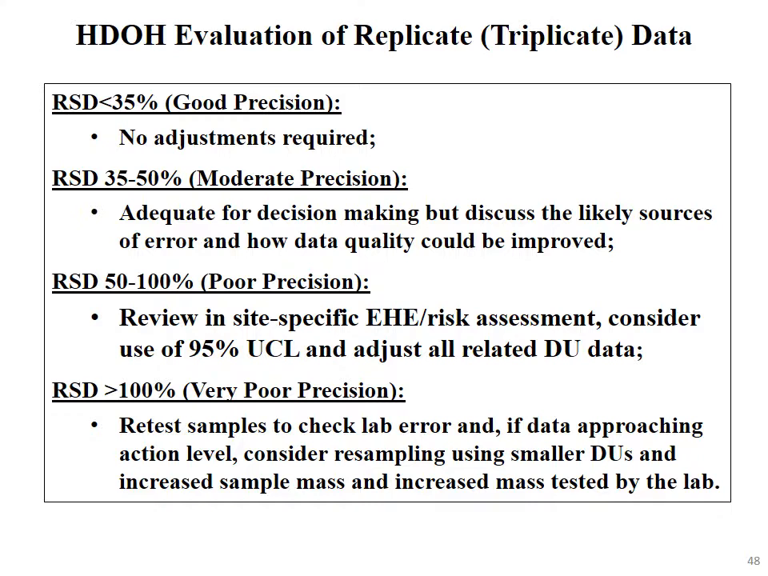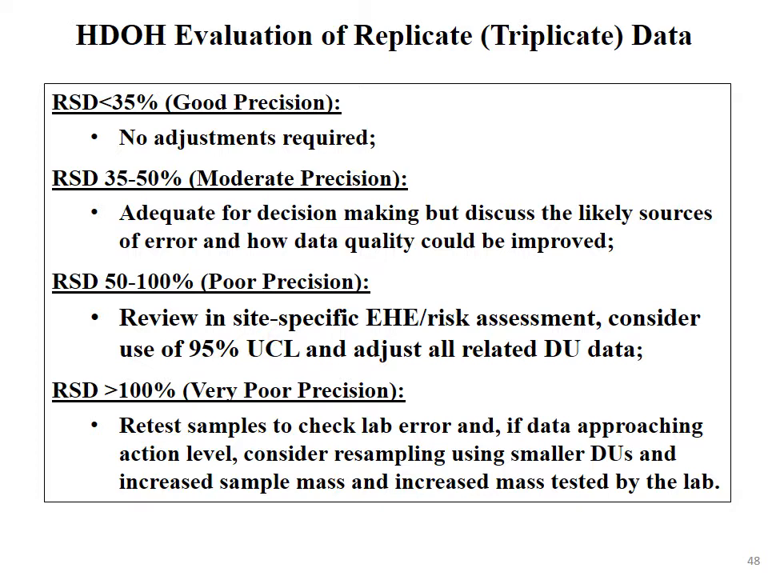That typically involves making your DU smaller, collecting larger samples with more increments, and having the lab test a larger mass. When the relative standard deviation of your replicates gets to be 50 to 100%, now we're starting to get concerned about the precision of the sampling method and the representativeness of your data. So in this case, the data need to be reviewed in a site-specific environmental hazard evaluation or risk assessment. Also recommend considering the use of a 95% UCL and also adjusting all related decision unit data.